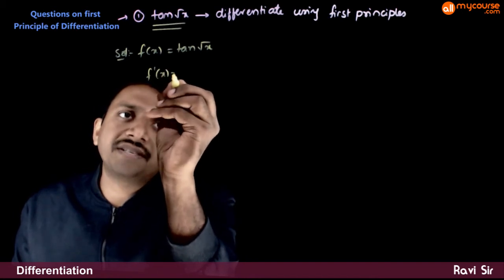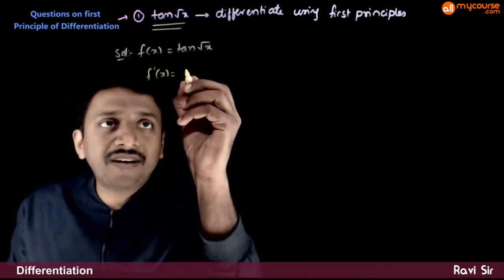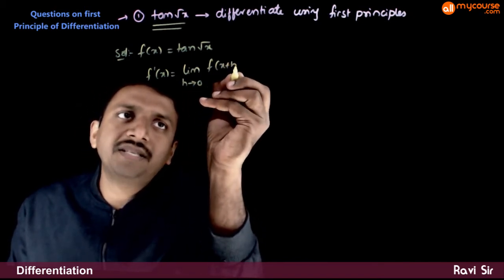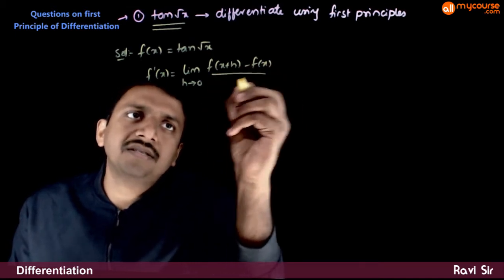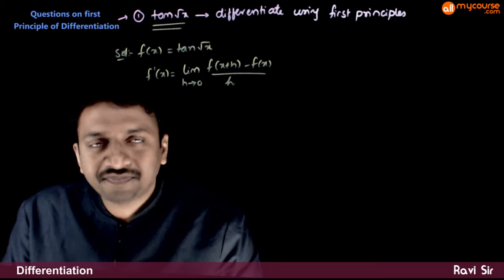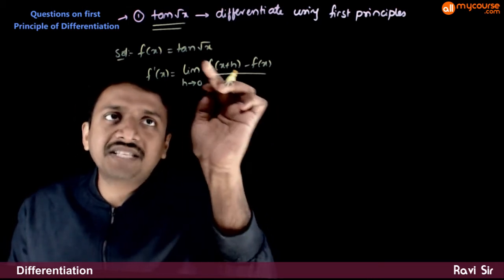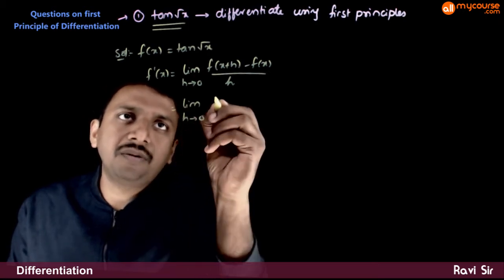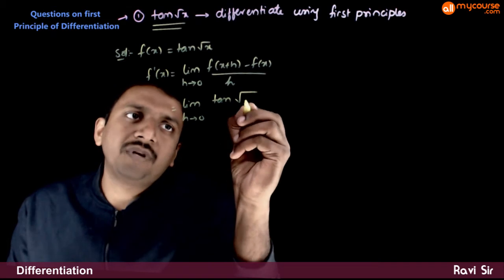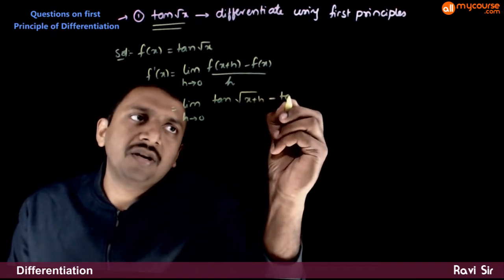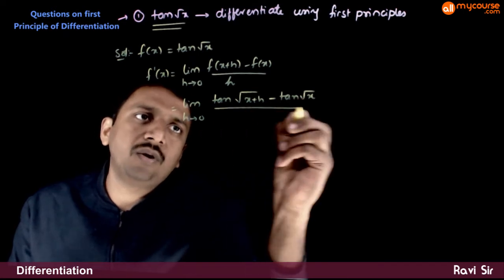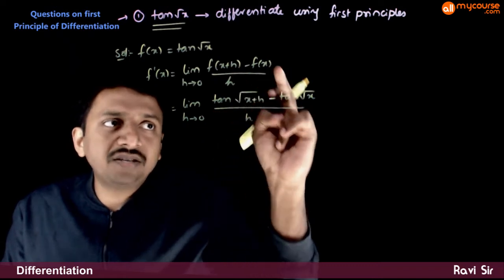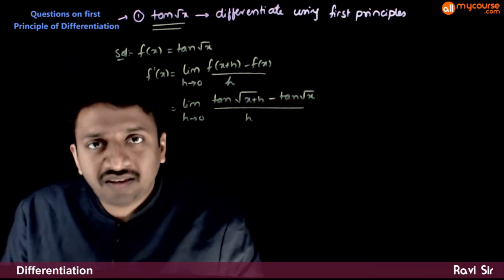So f dash of x is equal to, so what is the first principle of differentiation? Limit h tends to 0, f of x plus h minus f of x by h. Now, what is f of x plus h? F of x is tan root x. So limit h tends to 0, tan of root of x plus h minus tan of root x by h.